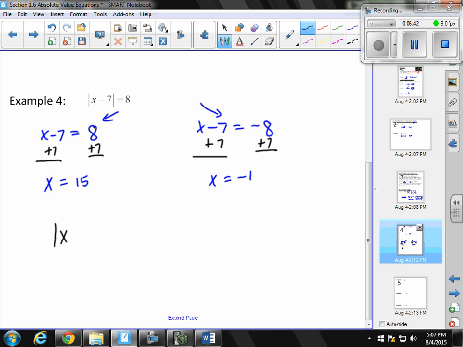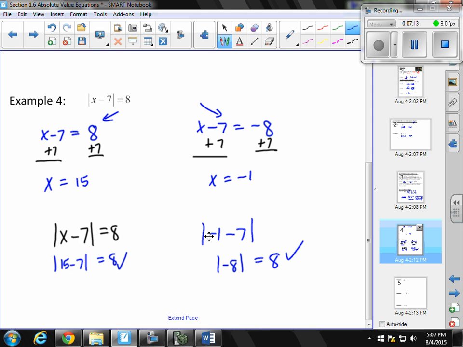The absolute value of x minus 7 equals 8. If I plug 15 in, does that make my equation true? Absolute value of 15 minus 7. 15 minus 7 is 8, and the absolute value of 8 is 8. That works. And if I do the absolute value of -1 minus 7, I get -1 minus 7 is -8, and the absolute value of -8 is 8. So -1 works as well. Our solution set is the set of -1, comma, 15. Final answer.